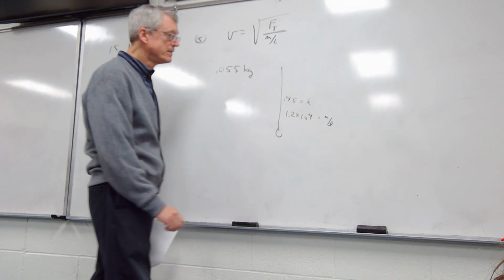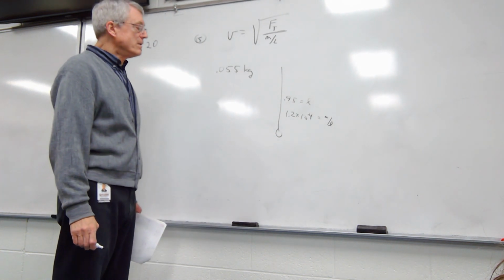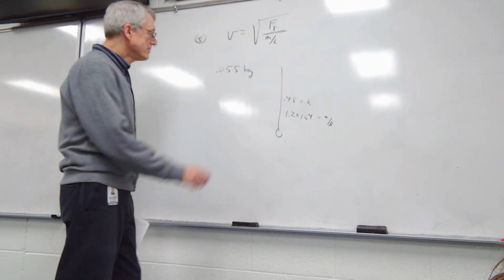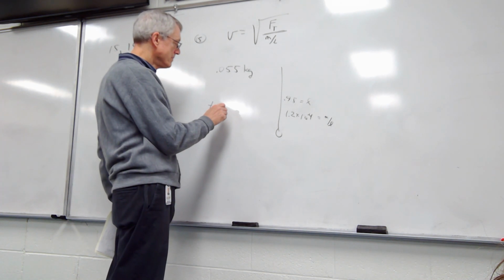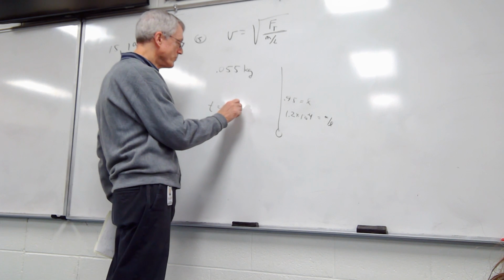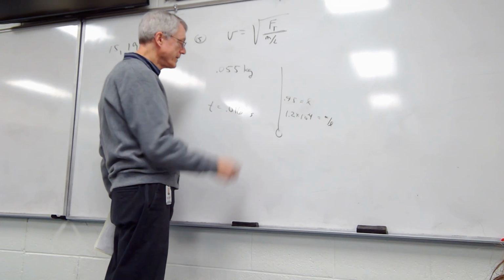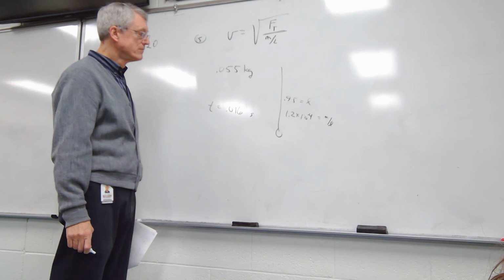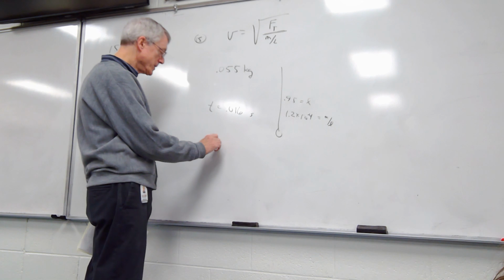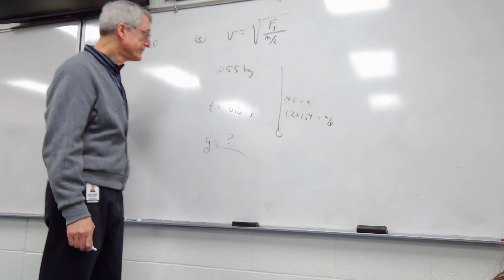Using electronic equipment, the astronaut measures the time for a transverse pulse to travel the length of the wire and obtains a value of 0.016 seconds. The mass of the wire is negligible compared to the mass of the ball. Determine the acceleration due to gravity. We want to know g on this planet.